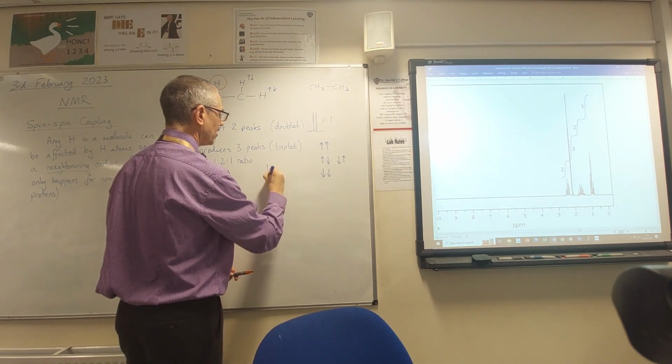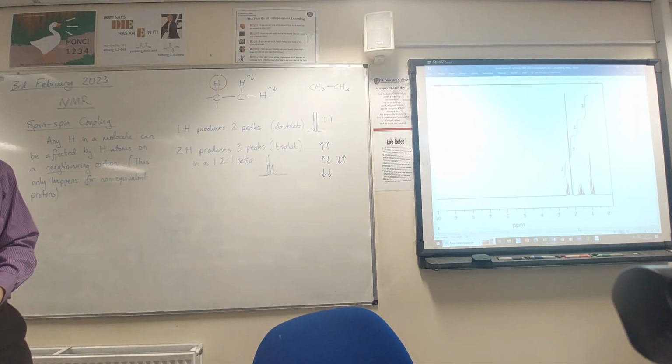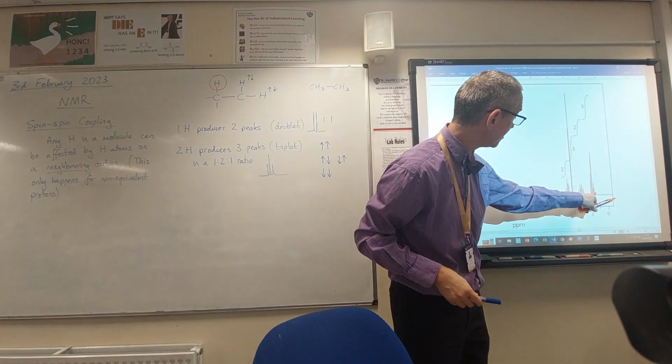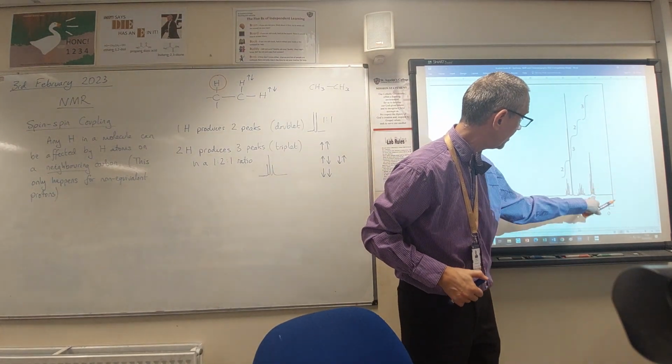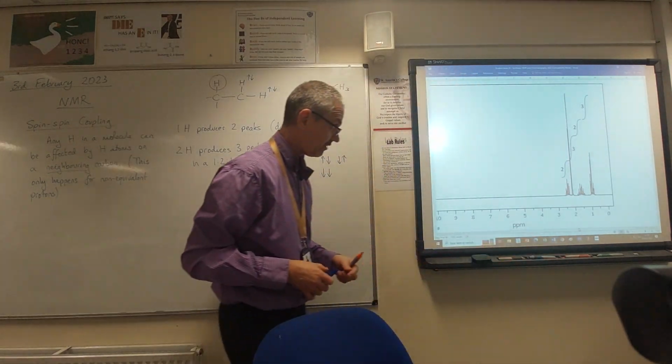So we'll often get this kind of thing on the spectrum. It's not always exactly 1 to 2 to 1. You can see there it's kind of the right shape. That's actually the same. That's a 1 to 2 to 1 ratio there as well.